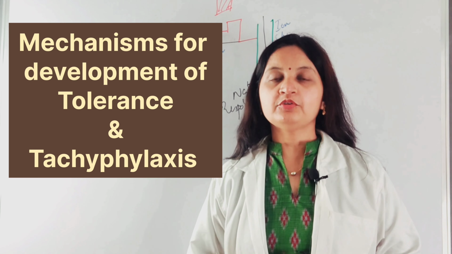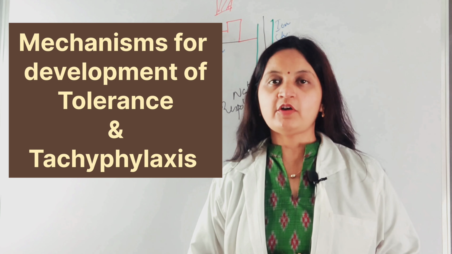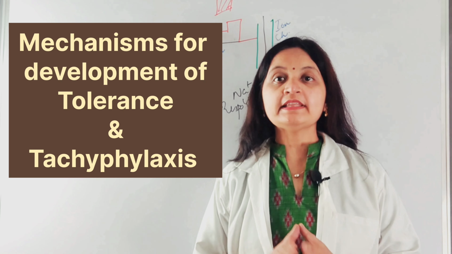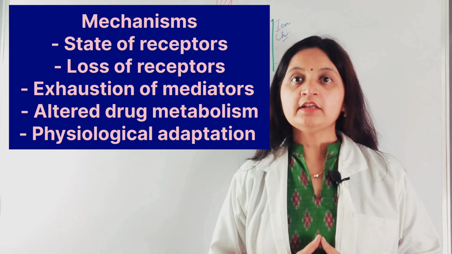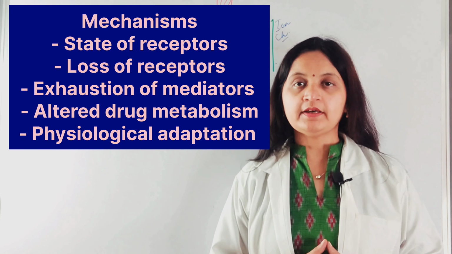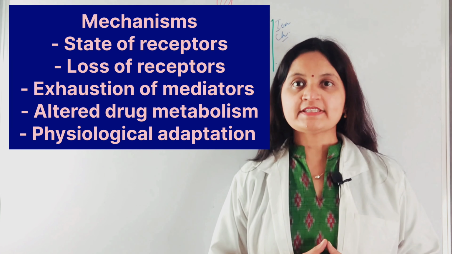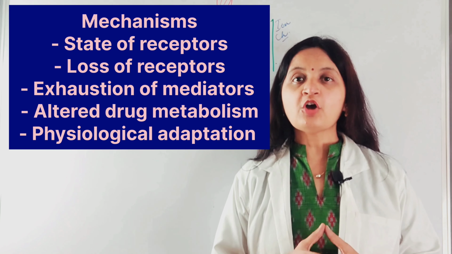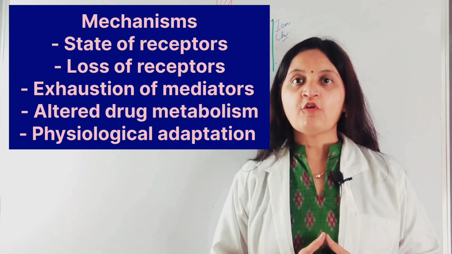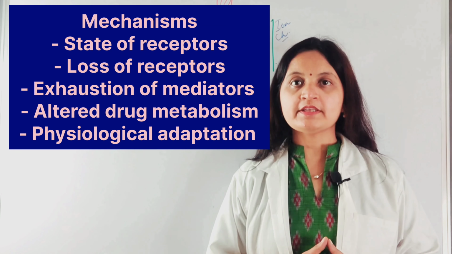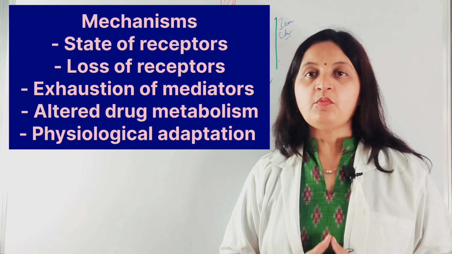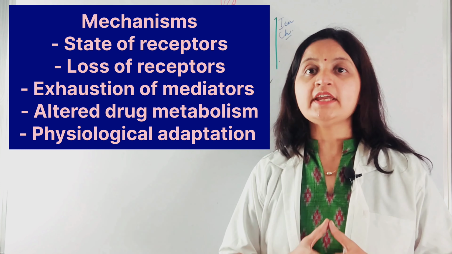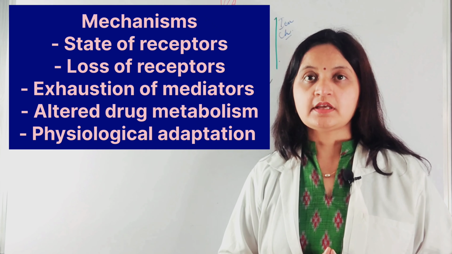So now we move on to the mechanisms that are responsible for the development of tolerance and tachyphylaxis. So the mechanisms are: 1. Change in the state of the receptors, 2. Loss of receptors, 3. Exhaustion of mediators, 4. Altered drug metabolism, 5. Physiological adaptation. So what are the mechanisms? 1. Change in the state of the receptors.